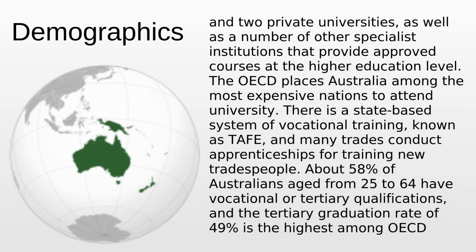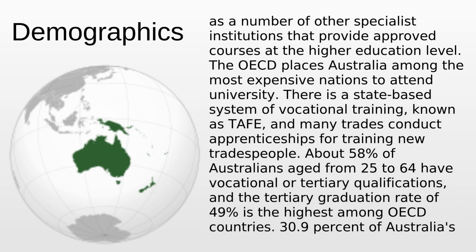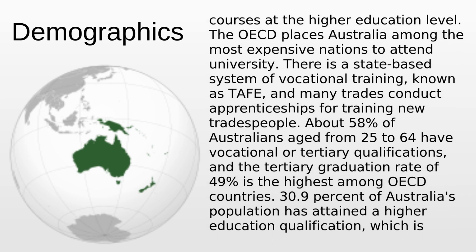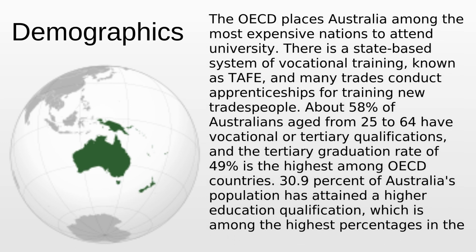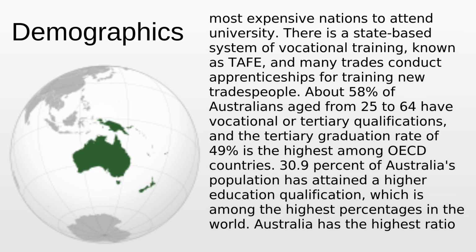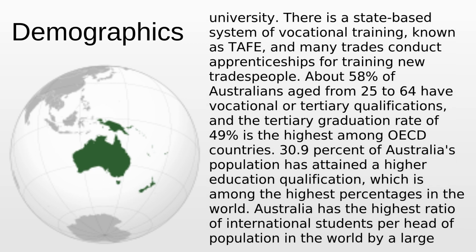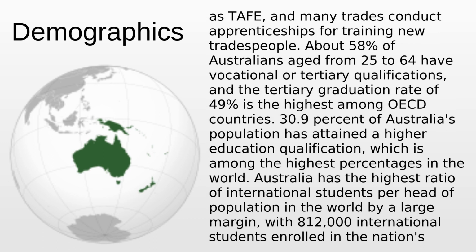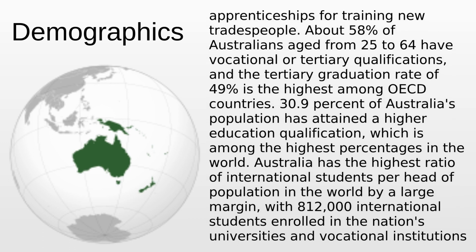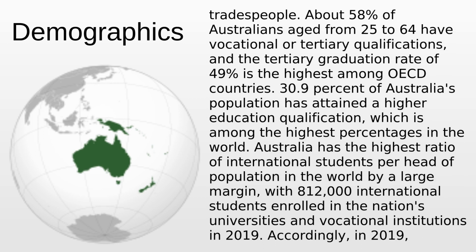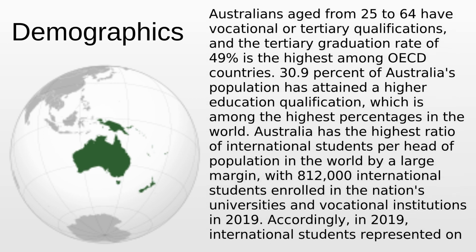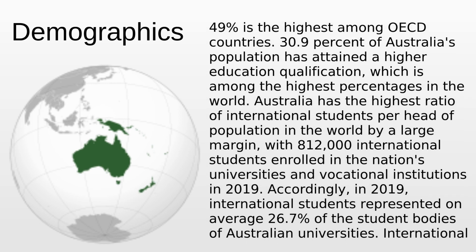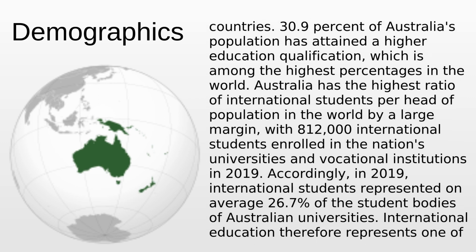Australia has 37 government-funded universities and 2 private universities, as well as a number of other specialist institutions that provide approved courses at the higher education level. The OECD places Australia among the most expensive nations to attend university. There is a state-based system of vocational training, known as TAFE, and many trades conduct apprenticeships for training new tradespeople. About 58% of Australians aged from 25 to 64 have vocational or tertiary qualifications, and the tertiary graduation rate of 49% is the highest among OECD countries.